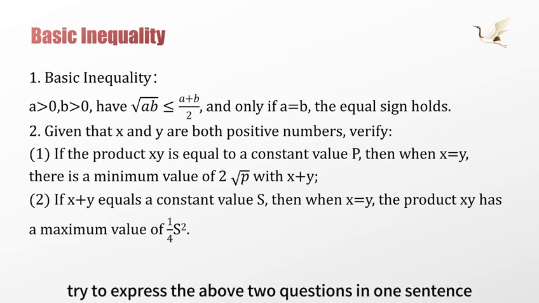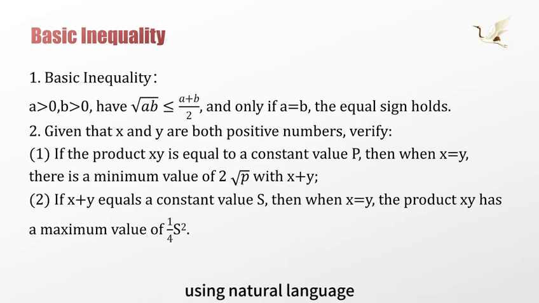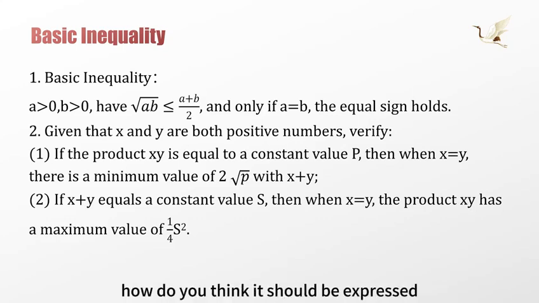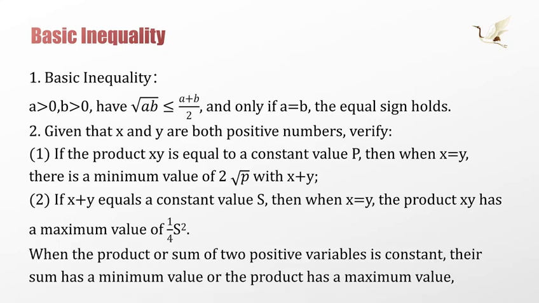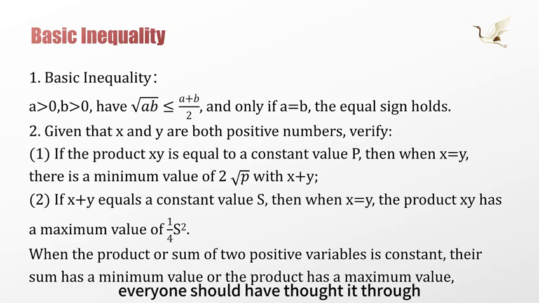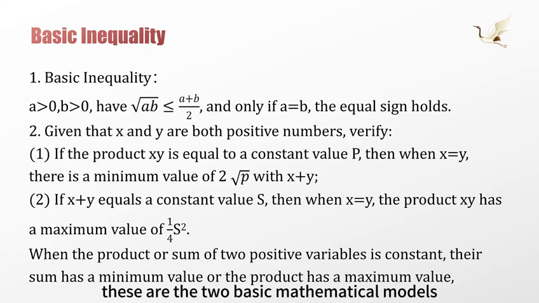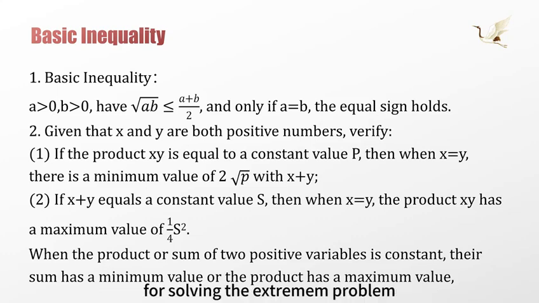Please try to express the above two statements in one sentence using natural language. How do you think it should be expressed? Everyone should have thought it through. Simply put, when the product or sum of two positive variables is constant, their sum has a minimum value or their product has a maximum value. These are the two basic mathematical models for solving the extremum problem using fundamental inequalities.